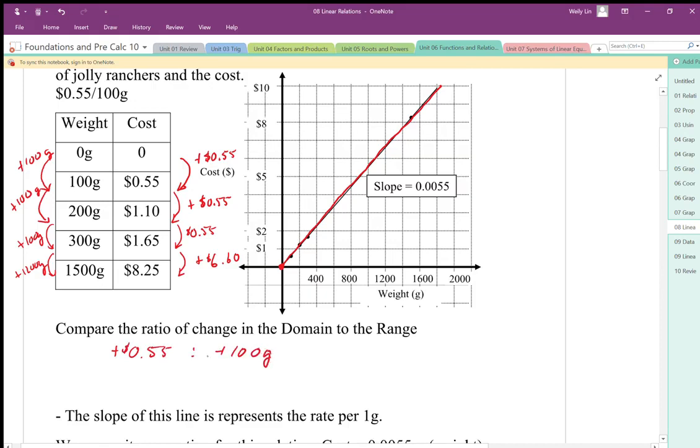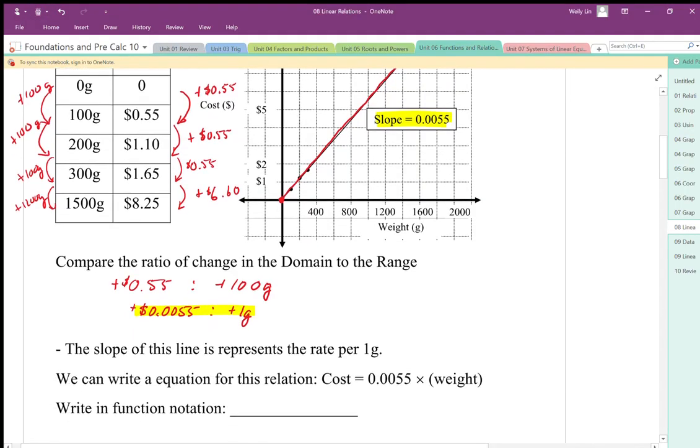When we talk about ratios of change, we can use a unit rate or a unit ratio. We're just going to say plus $0.0055 for every 1 gram. And this is where it looks like it connects to slope. These things seem to have some kind of connection with each other. So this is definitely something we want to look at. This slope seems to represent the unit rate, or the rate per 1 gram.